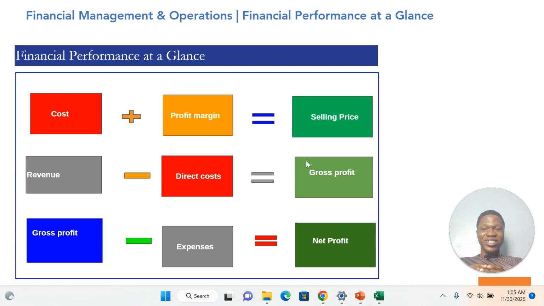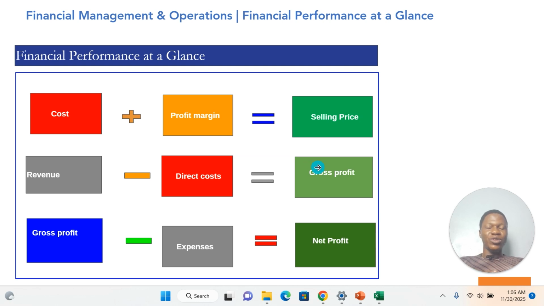As we go into the prototype of the financials of a small business, it's important to also understand the financial performance at a glance in a simple calculation formula. Your cost plus your profits equals your selling price, as we mentioned earlier. Your revenue minus your direct cost gives us your gross profit, and your gross profit minus your expenses gives us the net profit, which is what the statement of profit or loss should always show us at the end of the day.